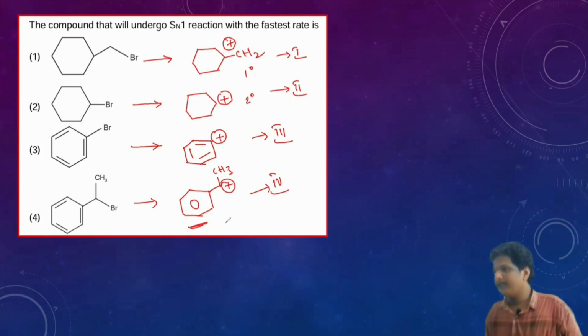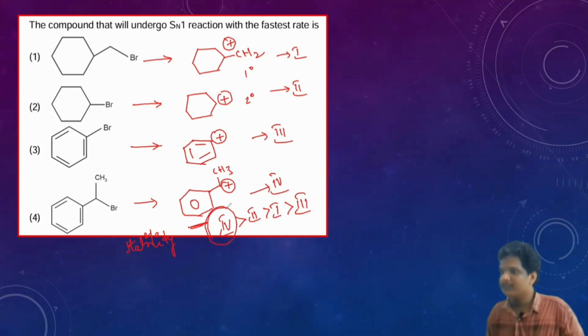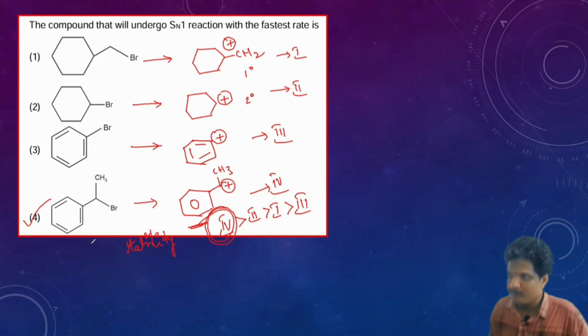So if you follow the order, the fourth one is more stable. So this is the stability order: 4 is greater than 2, which is greater than 1, which is greater than 3. It means the most stable carbocation is this one. So this will participate in the SN1 reaction very fast because of the stable carbocation. So the correct option is 4. Is it clear, all of you?